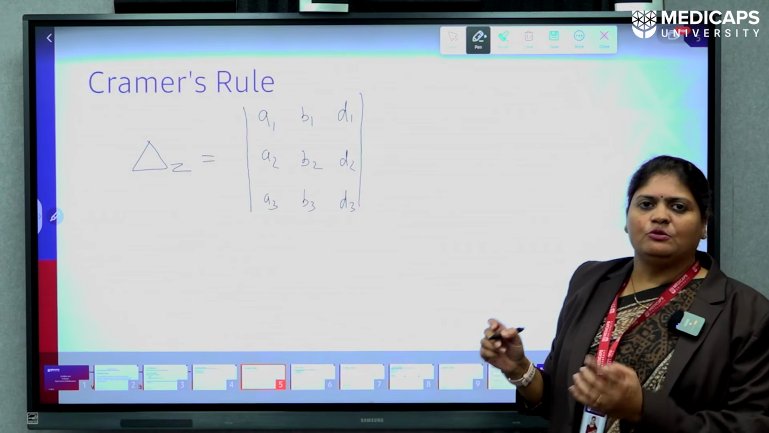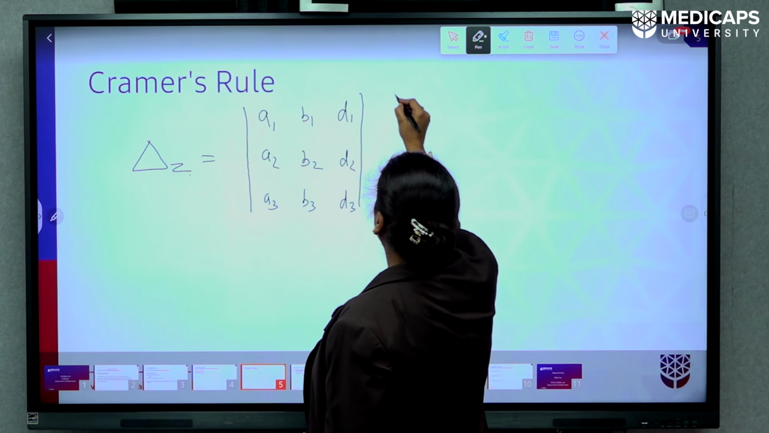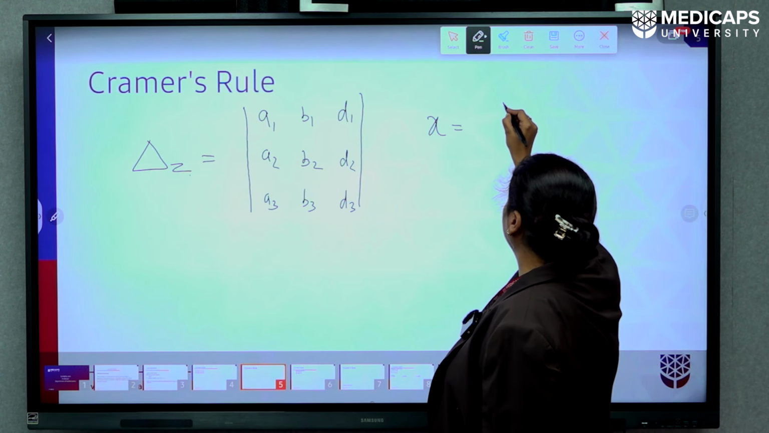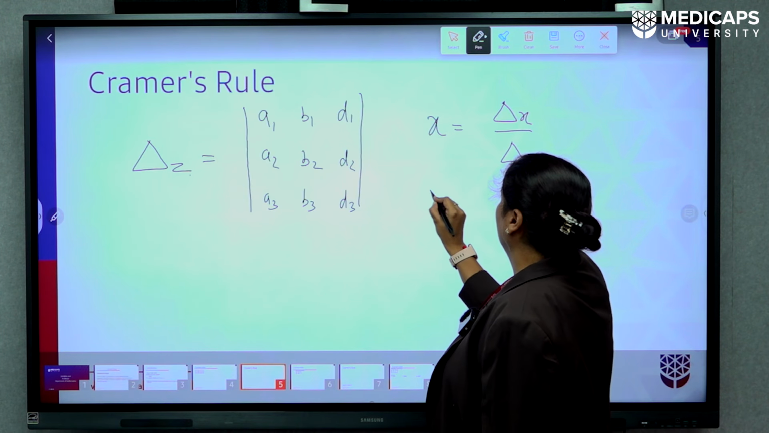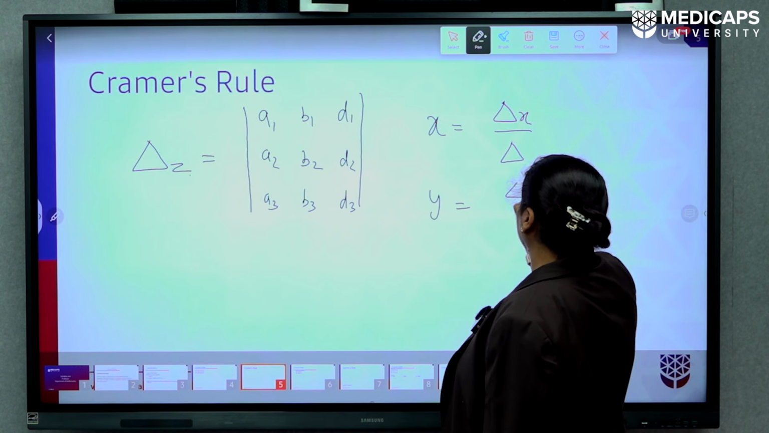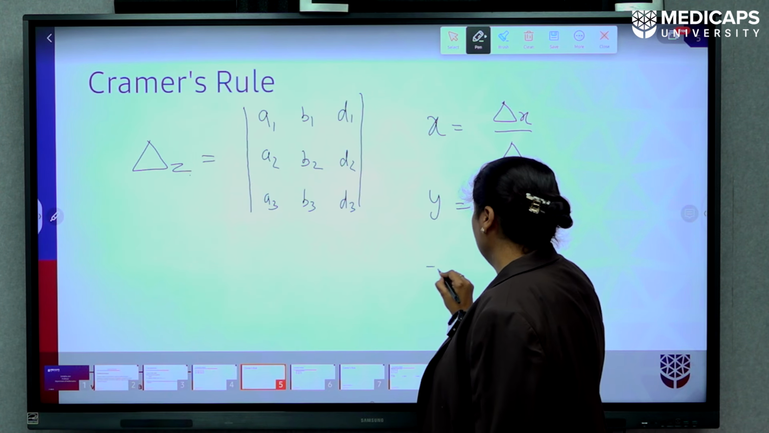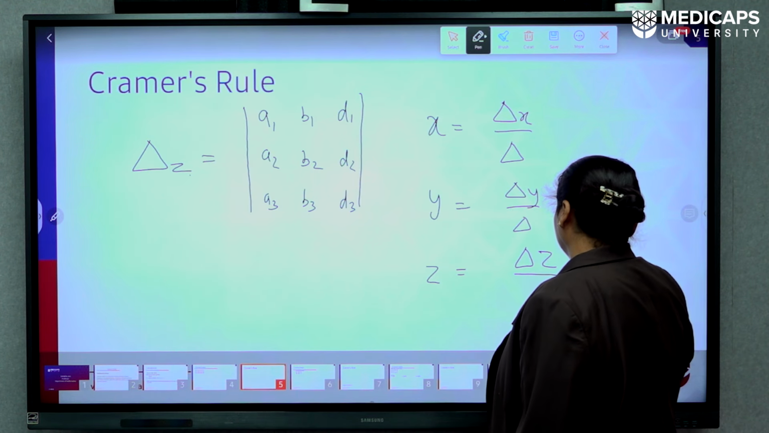So here we have calculated del x, del y, del z and del. Now, the main motto is to find the value of the variables. So x will be simply equal to del x upon del, y will be equal to del y upon del, and z will be equal to del z upon del.